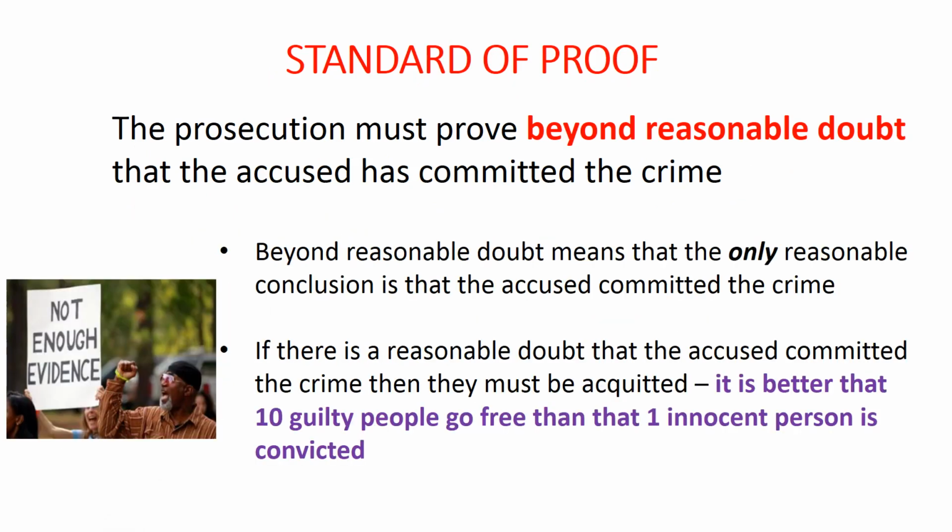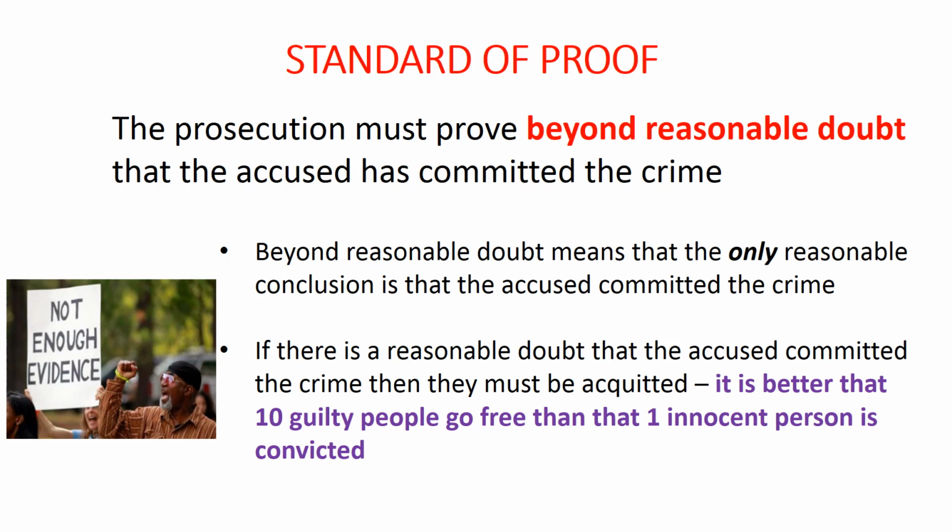The standard of proof is the second really important principle. In a criminal case, the standard of proof, that is, the amount of evidence that the prosecution must provide before a person can be convicted, is that the prosecution must prove beyond reasonable doubt that the accused has committed the crime.